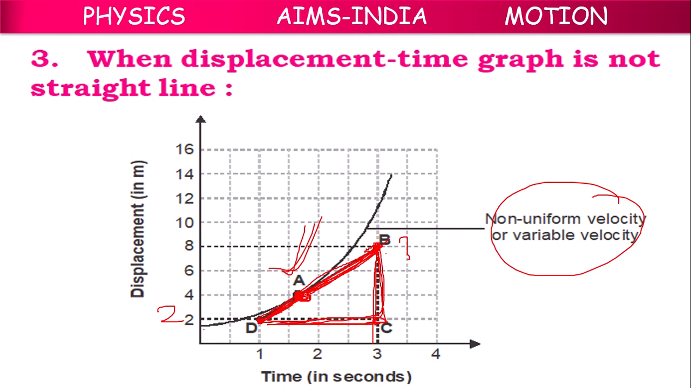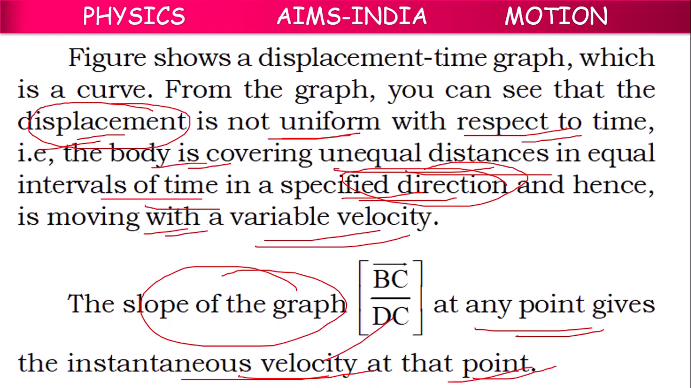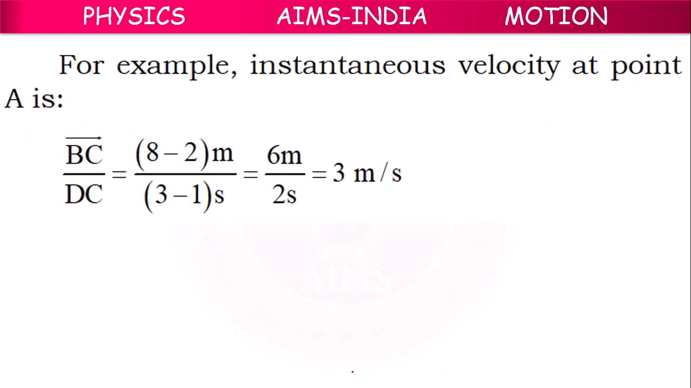The slope of the line will give the value of this instantaneous velocity at point A, the measurement of the y-axis by the measurement of the x-axis, BC by CD. So the ratio BC by DC will give the instantaneous velocity at that point.